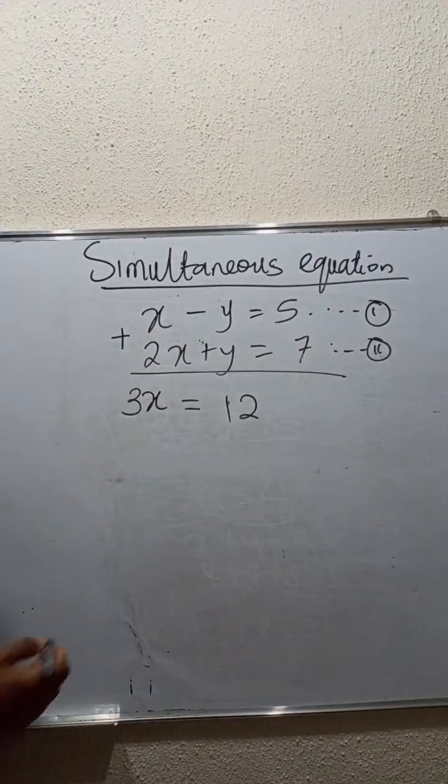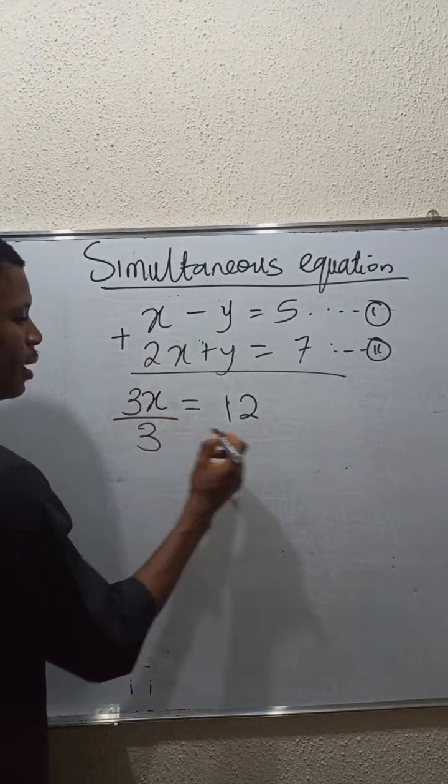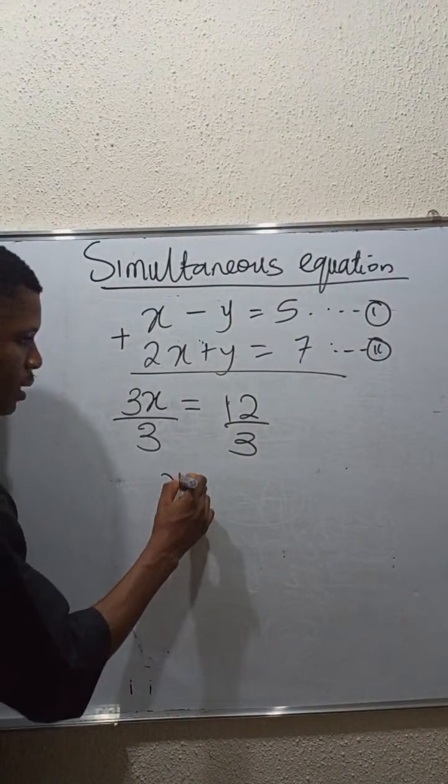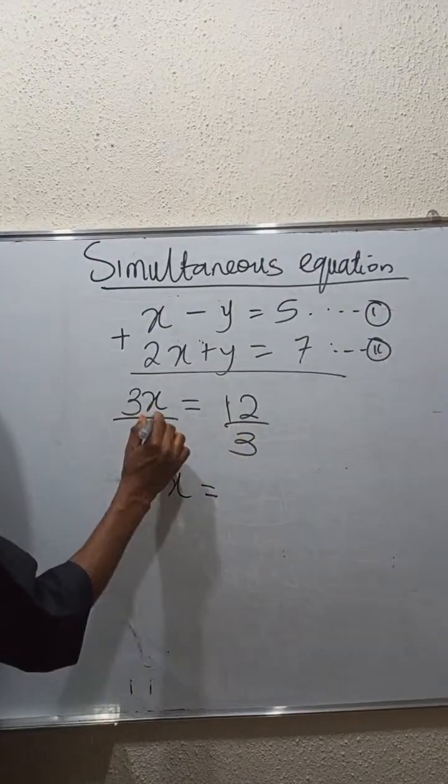To get the value of x, you divide through by 3. When you divide through by 3, x is equal to 12 divided by 3.